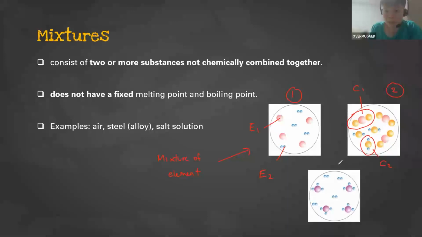Okay. Now my third diagram, I can see an element over here. I can see a compound over here. Okay, so remember, do not be confused. Just because there are two atoms doesn't mean it is a compound. It's only made of one type of atom, right? So it's still an element. Over here, I can see a purple ball and a blue ball. It's made of two different types of atoms, so it's a compound. Okay, so I will call this a mixture of element and compound. Okay, so there are three different kinds of mixtures that we need to know.